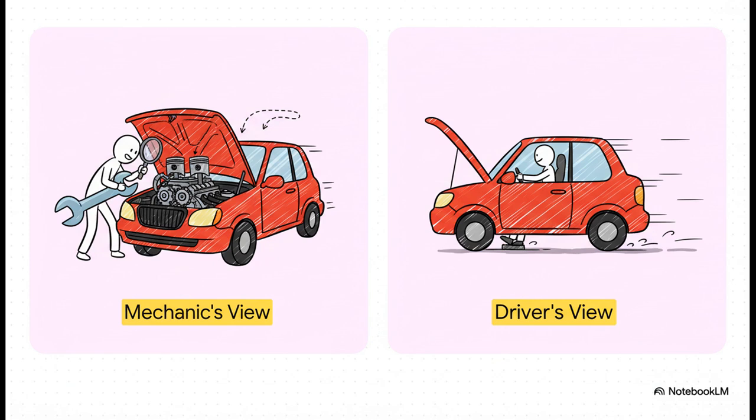White box testing is the mechanic's view. The tester can pop the hood, they can see the engine, they know how all the wires connect because they can read the actual source code. Black box testing, on the other hand, is the driver's view. You have no idea what's under the hood. You just know that if you turn the key, the engine should start. You only test the inputs and check for the correct outputs.